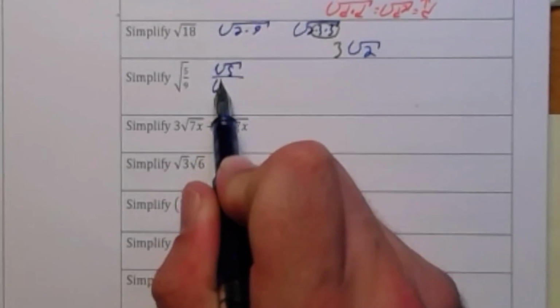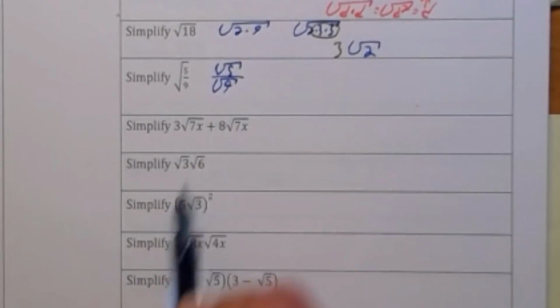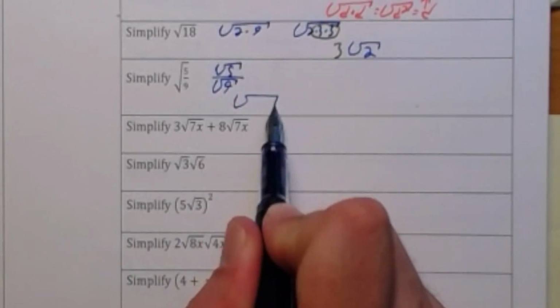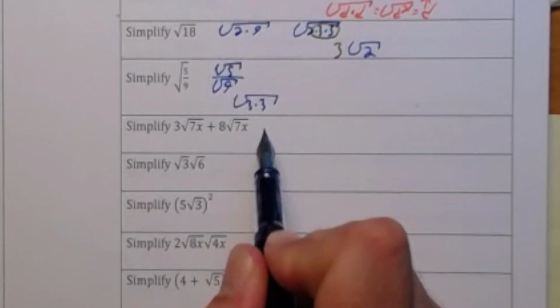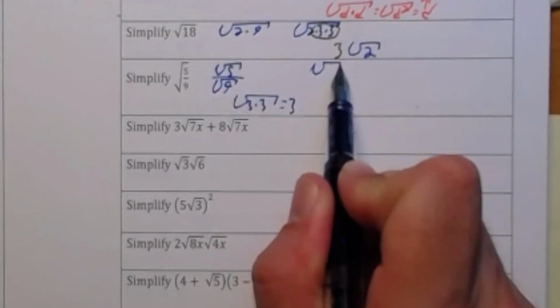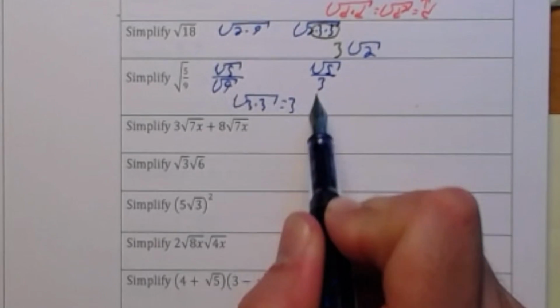For radical 5 over 9, that's the same as radical 5 over radical 9. Now the square root of 9 is 3, so I can simplify that square root of 9 as simply a 3, leaving me radical 5 over 3.